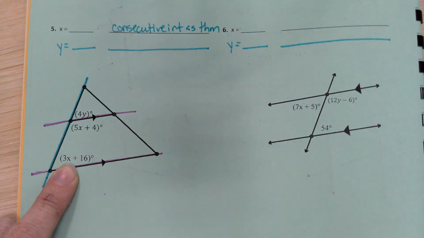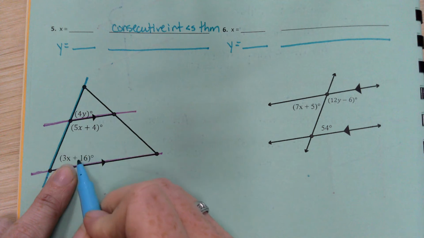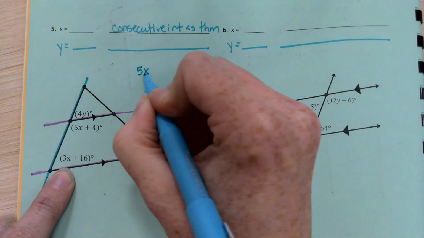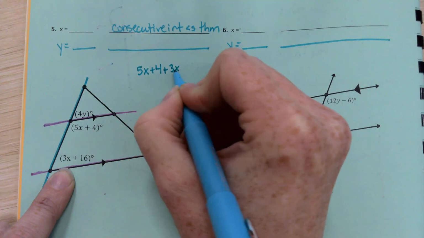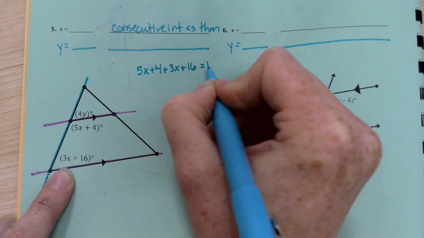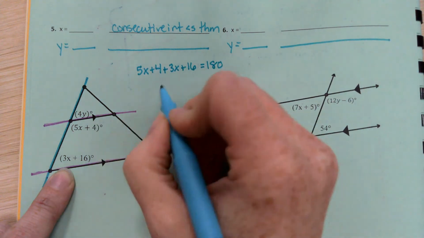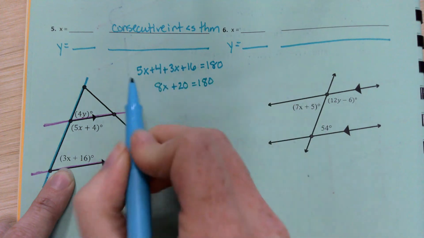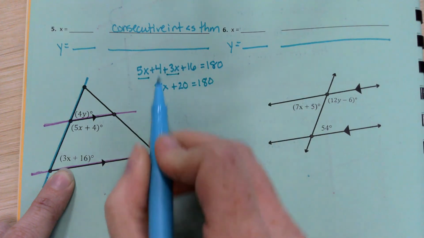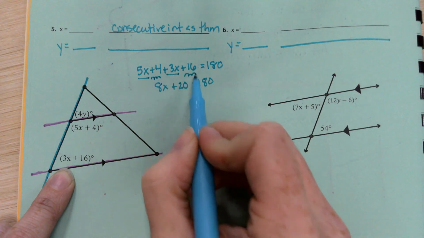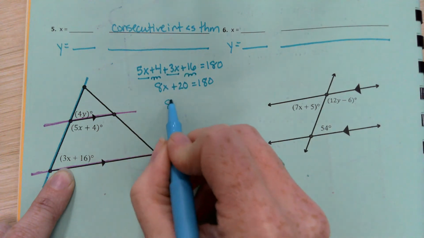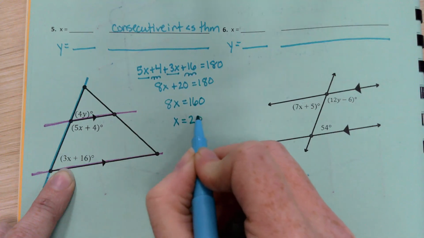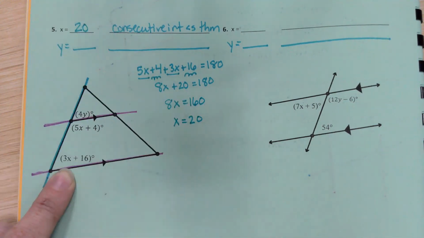Hopefully alarm bells are going off in your brain because those are the ones that are different than the others. They are not congruent. They are supplementary. So we're going to take those two angles, 5x plus 4 and 3x plus 16, and they need to add together to be 180. I always combine my like terms first. So 5x and 3x are 8x, positive 4 and positive 16 is positive 20. And then once everything's nice and combined, we're going to subtract and divide to figure out that x is equal to 20.